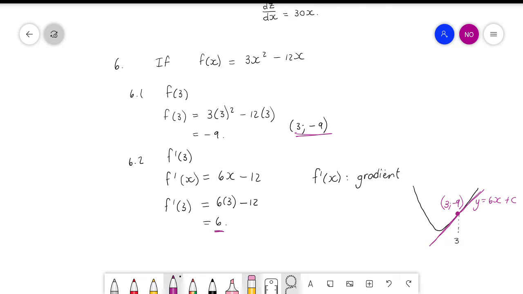And if you have the gradient and you have another point, then you can calculate the y-intercept. That's not what we're doing right now, but just so that you guys can take this into the next part of the work we're doing.